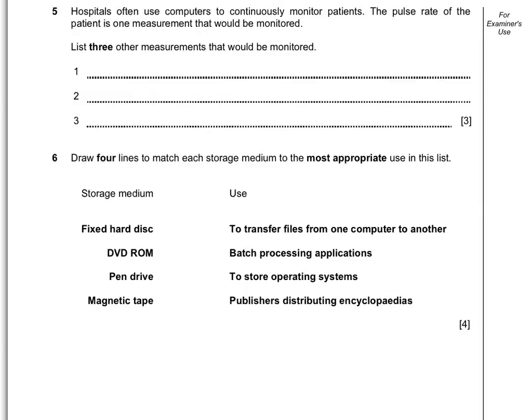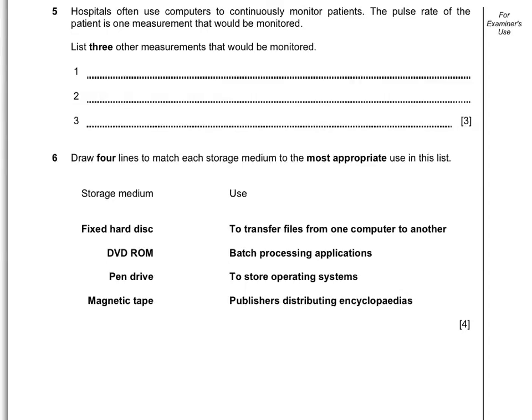Okay, so on this question, it says hospitals often use computers to continuously monitor patients. The pulse rate of the patients is one measurement that will be monitored. List 3 other measurements that will be monitored. The sensors that come up on an ICT paper are mainly pressure, light, heat such as temperature, or sound. This requires some knowledge about sensors specifically used in hospitals, so those types of sensors might not be appropriate.